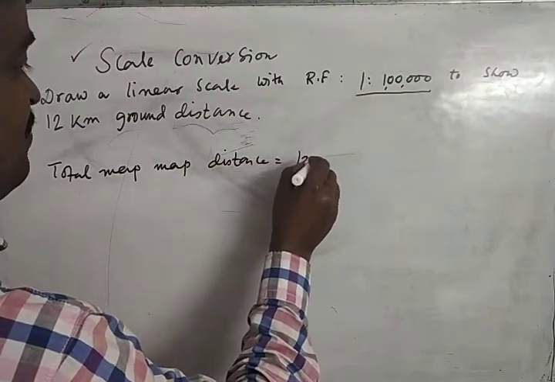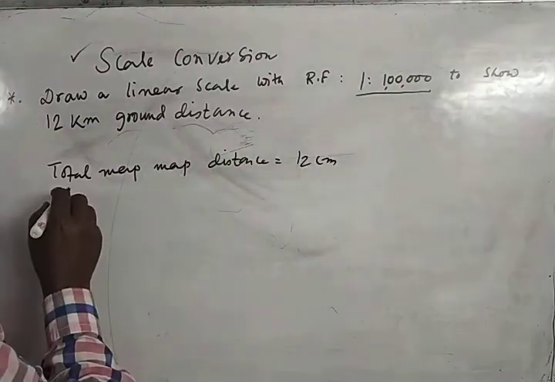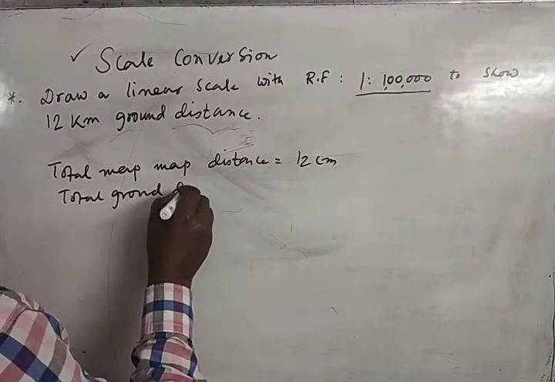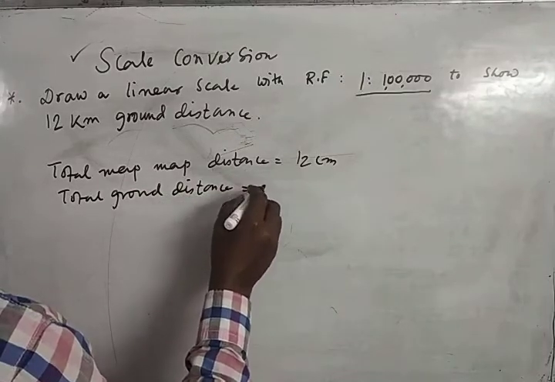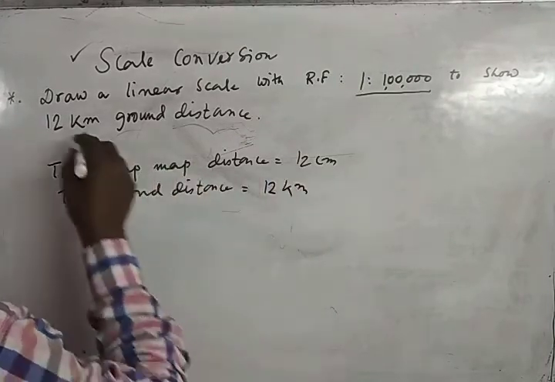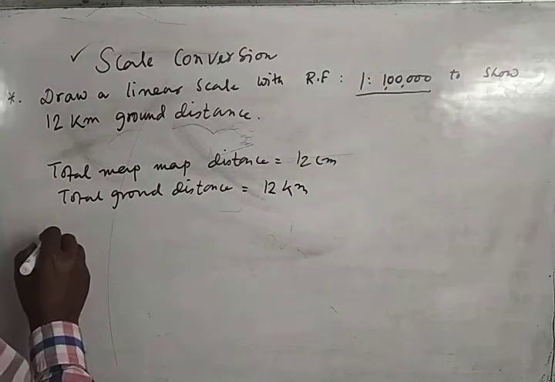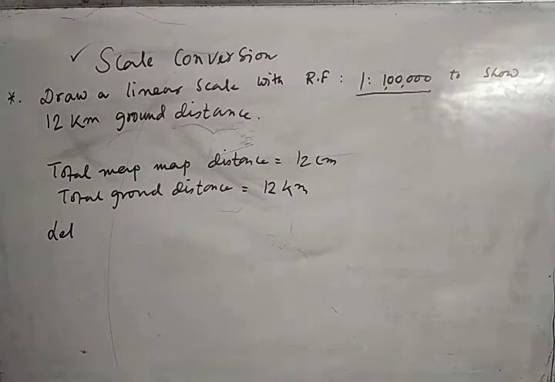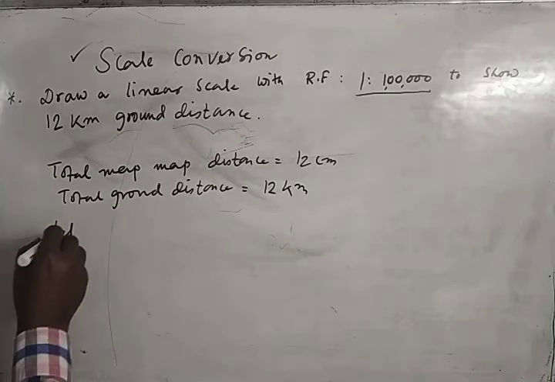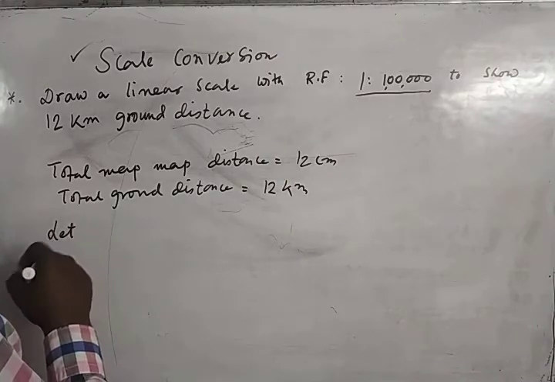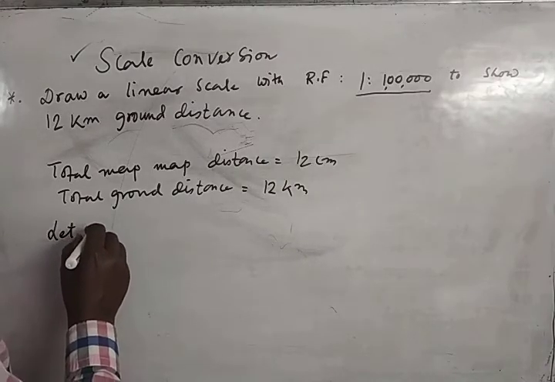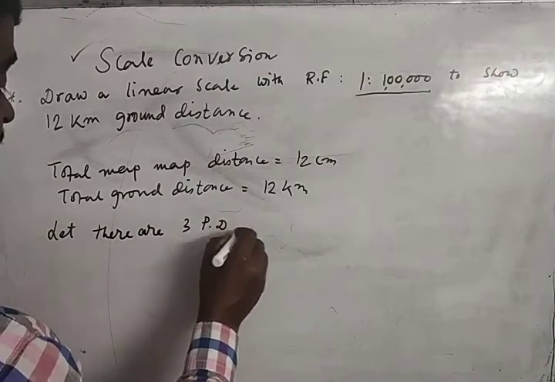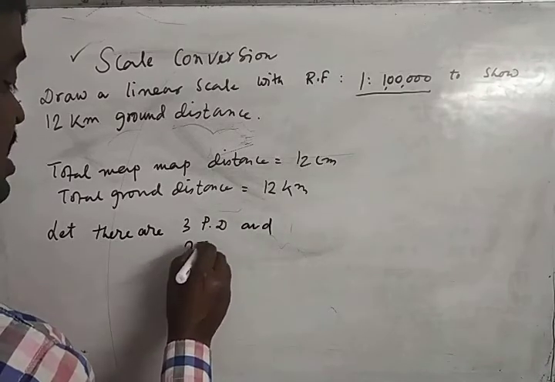So the total map distance is equal to 12 centimeter, and the total ground distance is equal to 12 kilometer. That is given. Now, here it is not mentioned how many primary divisions or how many secondary divisions are to be taken. We can take them as our choice. Here, 3 primary divisions and 2 secondary divisions, SD.